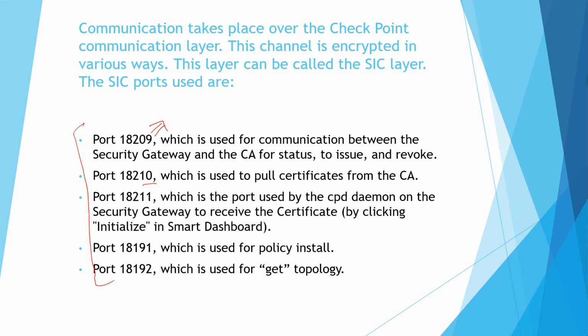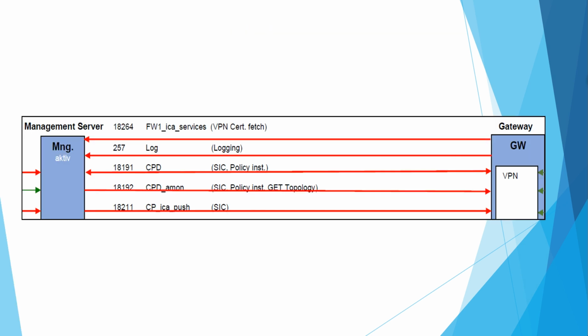The last two, 18191 and 18192, are basically for policy installation and getting the topology. Topology is how many ports we are using in the gateway, what routing, what exact configuration we have in the gateway. Everything must be fetched from the gateway to the security management server, because we are using centralized management. This way we can know about each and every port.